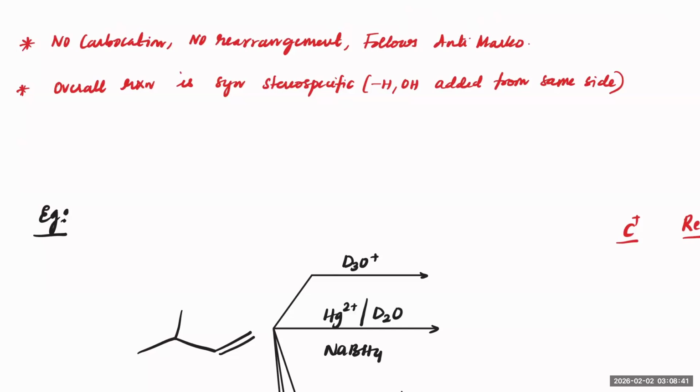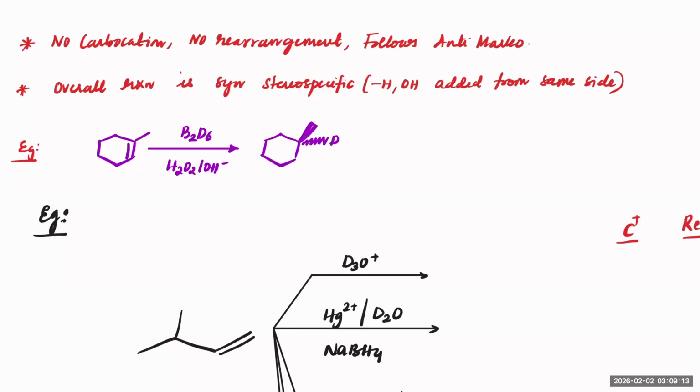Okay, let me put one example here. Suppose I have a double bond like this, and then I'm treating this with B2D6, H2O2, and OH minus. You know that the deuterium gets added always onto the more substituted kind. So that means if this methyl is coming out of the plane, I can say the deuterium can be here. And the OH also has to be on the same side.